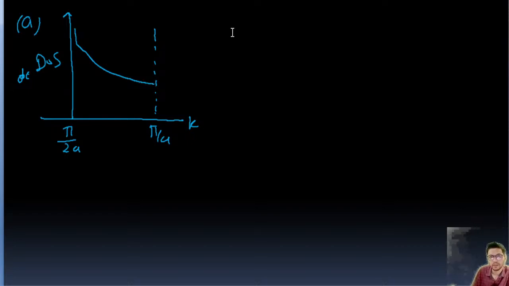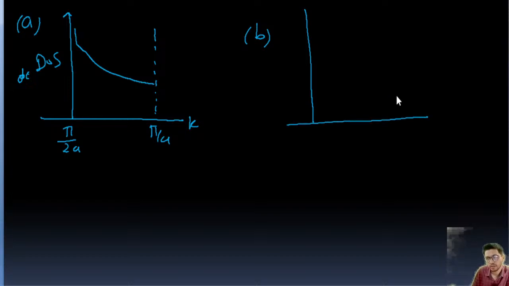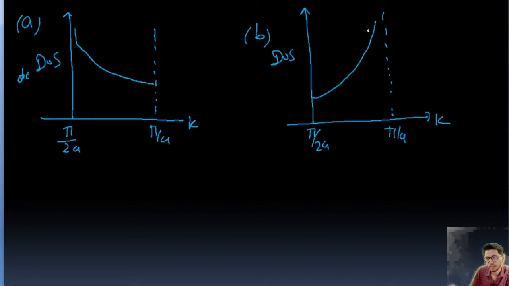Option B is, this is k, this is density of state, DOS. This range is pi by 2a, and this is like this. This is pi by a, pi by a. And this is going to be like this. Next option is option C.